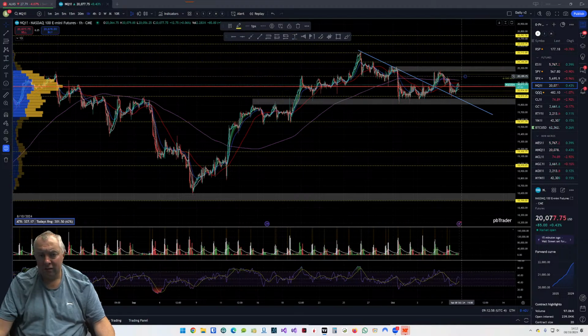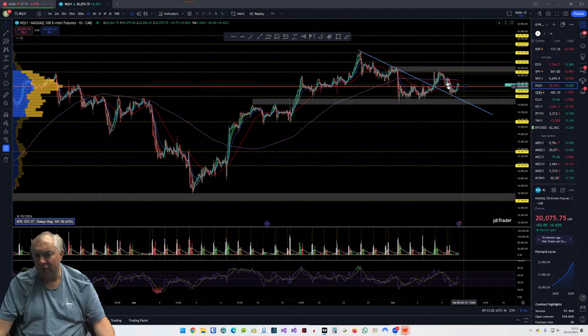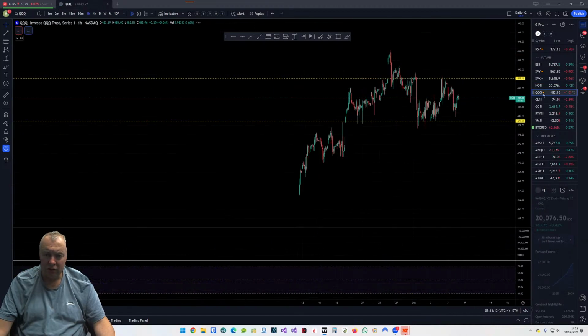And let's just make a change of that. So that's our new area based on yesterday's move, day before. Okay, so that's 20,250. Nice psychological number. QQQ.